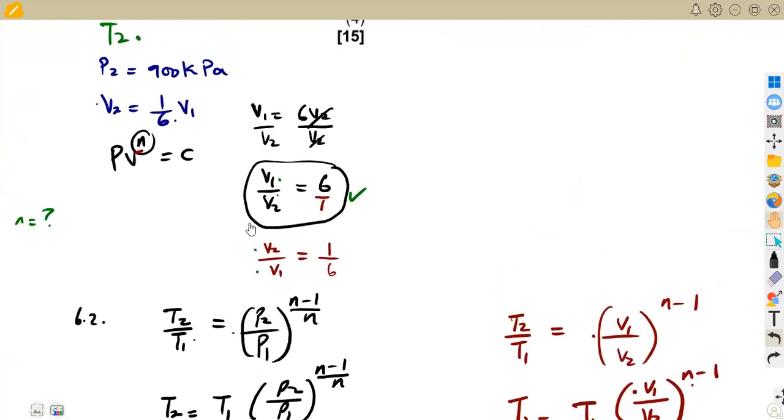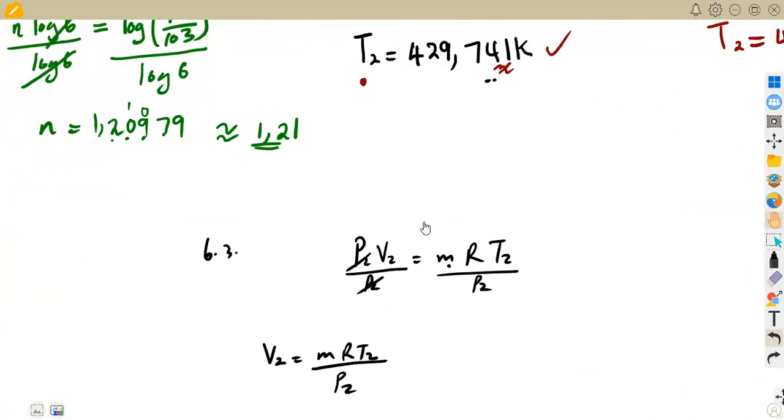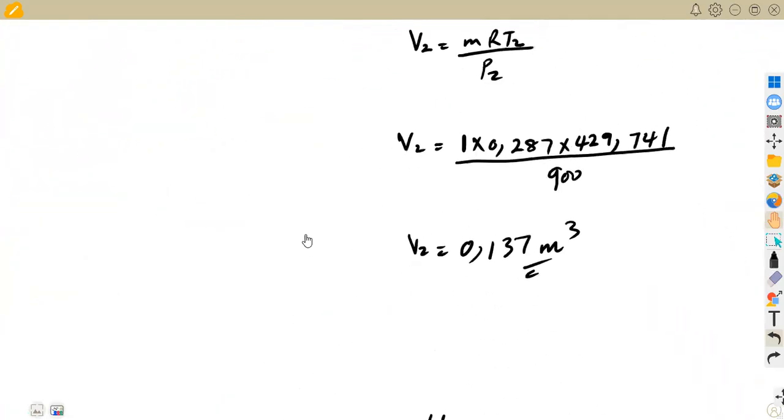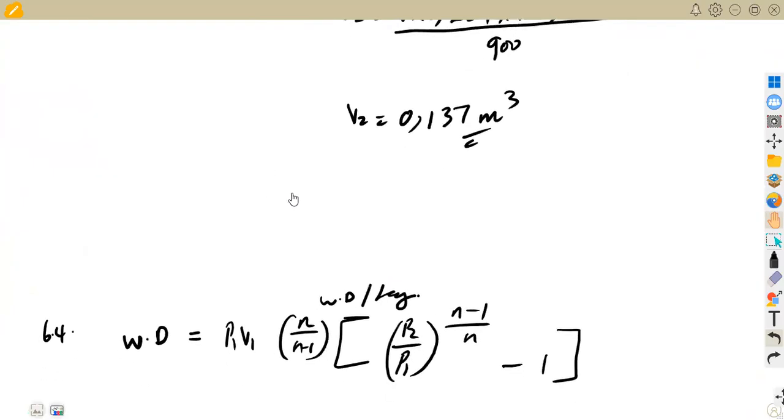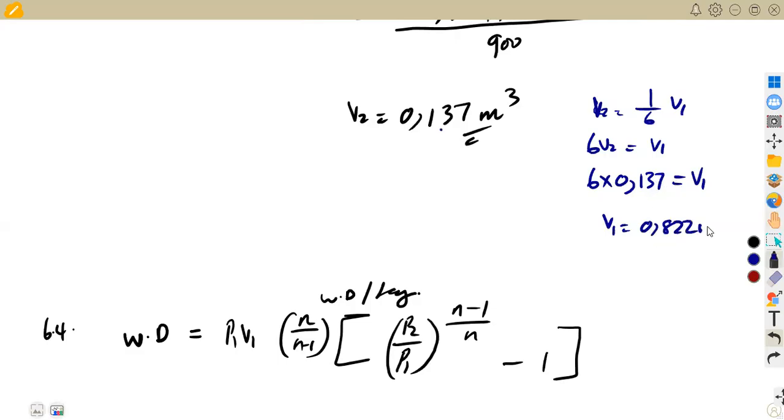All right, let's get back to our relationship. Remember, V2 is equal to 1 over 6 of V1. So we are forced to calculate V1 now because we do not have this V1. But from V2, we said V2 is equal to 1 over 6 of V1. So if you multiply by 6, it means 6 V2 is equal to V1. So 6 times V2, which is 0.137, is going to give us V1. If you multiply, we are going to obtain 0.822 cubic meters. So we've got V1 in this case.